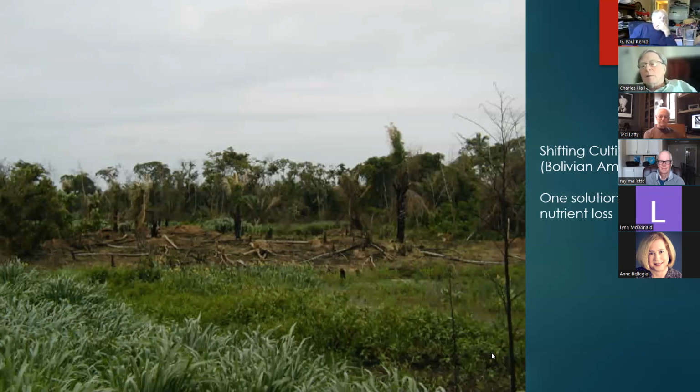Somewhere around 10% of the people in the world make their living from agriculture similar to shifting cultivation, mostly in the tropics. But even in South Carolina, I found it as recently as 1950, and in Finland.